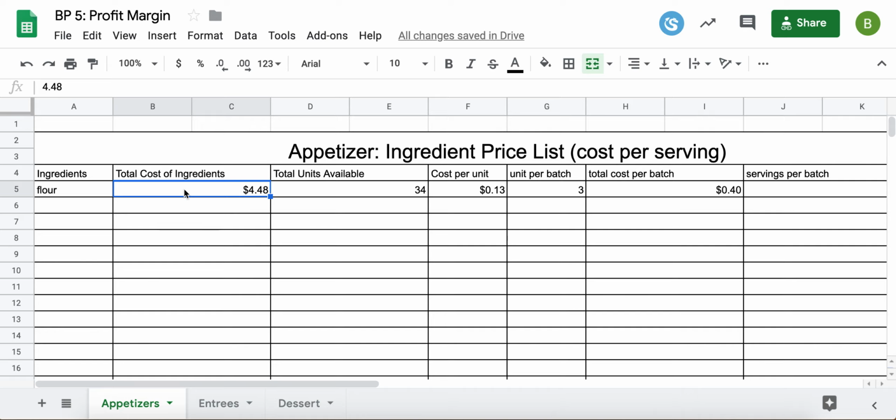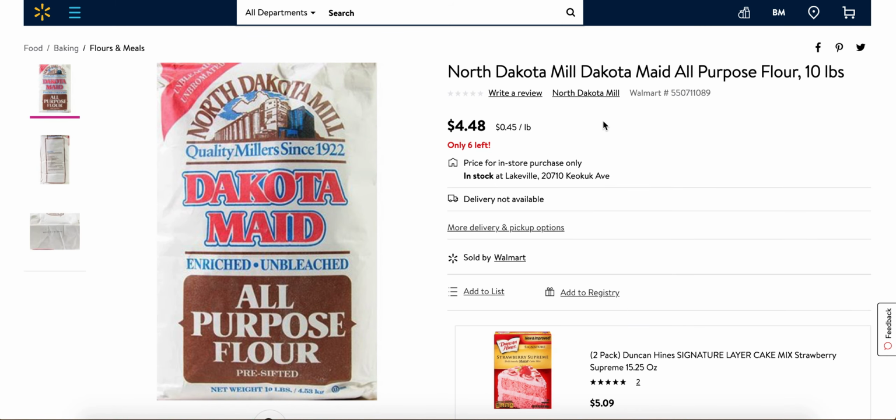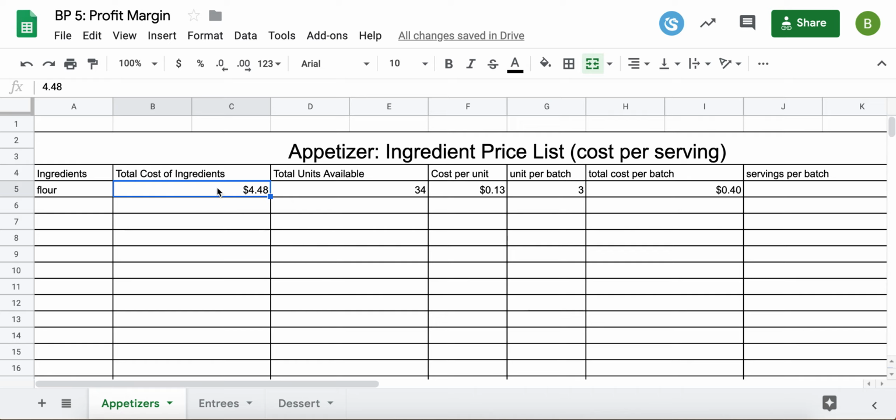Where you get this number is by doing a Google search. So if I went to Walmart online and I look for flour, I found that the cost is $4.48 for this bag of flour. So that's where we're coming up with this number. And let's say for this recipe it asks for cups.